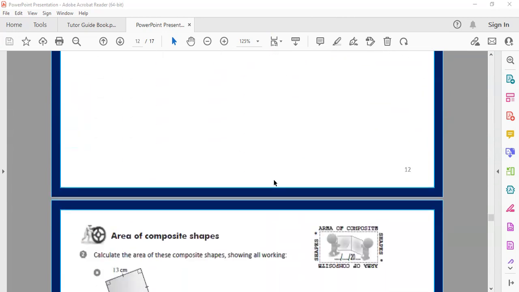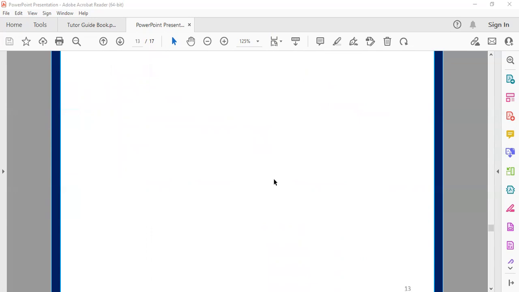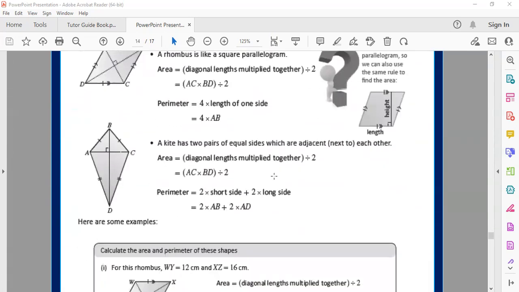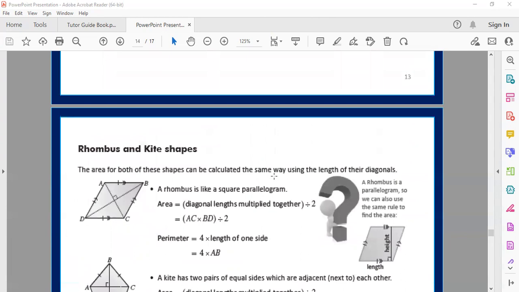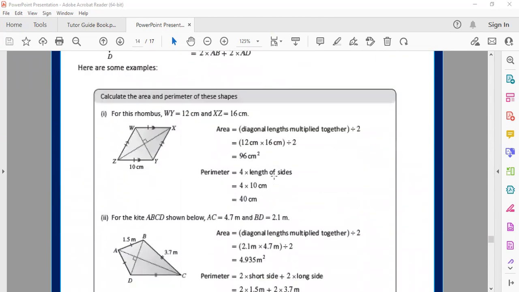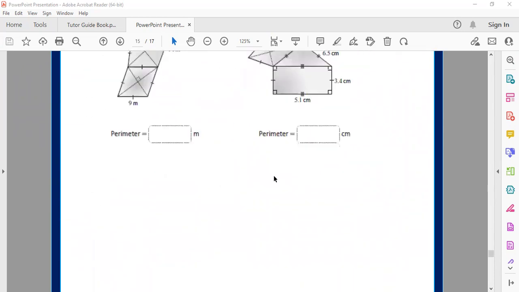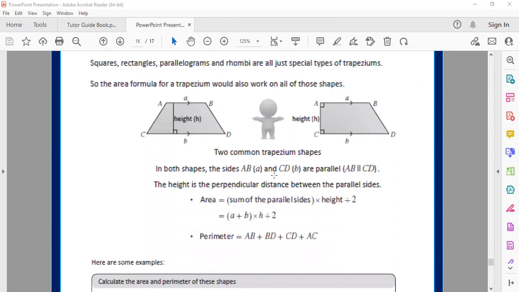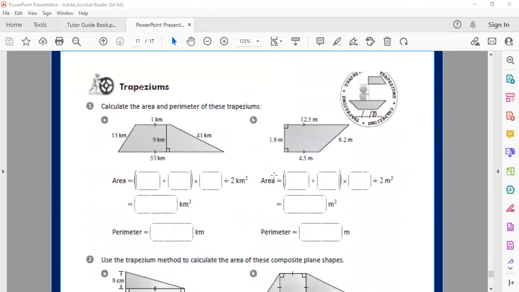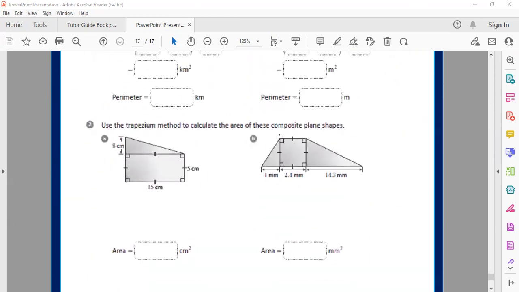Okay, discuss if you don't understand. Okay, then all these are questions. Composite. Then come to the kite and the rhombus. Is this kite? Kite and rhombus. How to find the area? How to find the perimeter? Okay, and then some questions there for you. And finally, the trapezium. How to find the area for the trapezium and even composite shapes. That's your chapter. That's your topic. I know it's actually more than probably your school is doing. Okay, but more is good, isn't it?